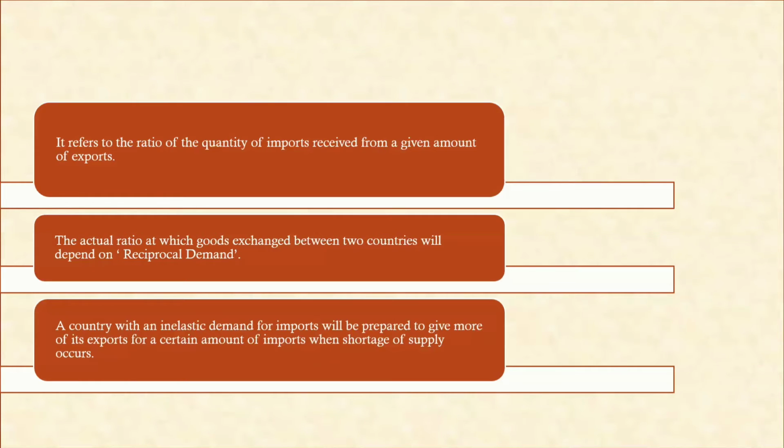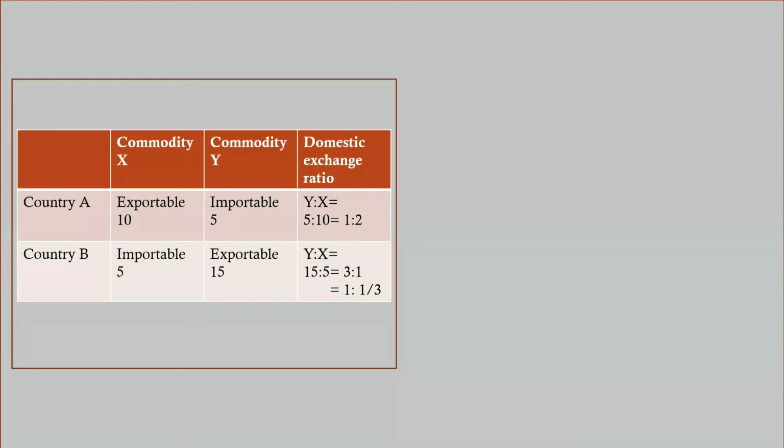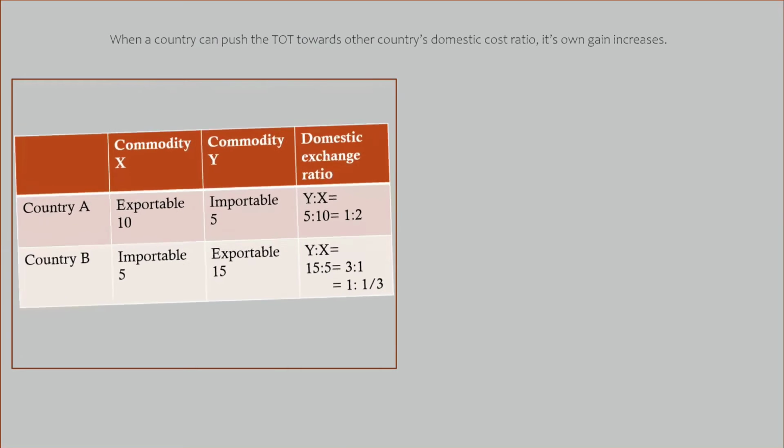Similarly, if a country's import demand is relatively elastic, it will offer less of its exports for a certain amount of imports. In that case, it will have favorable terms of trade and its share of gain will be larger. In other words, when a country can push the terms of trade towards the other country's domestic ratio, then its own gain increases.